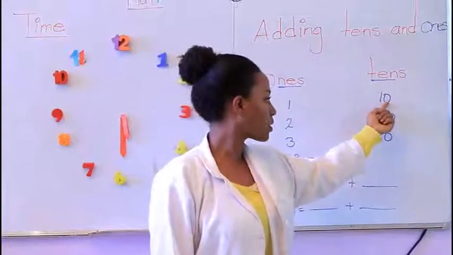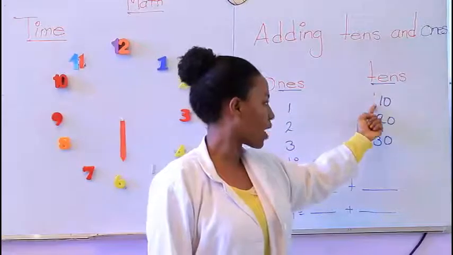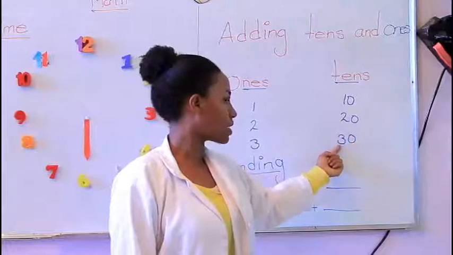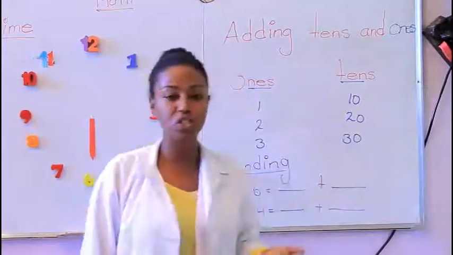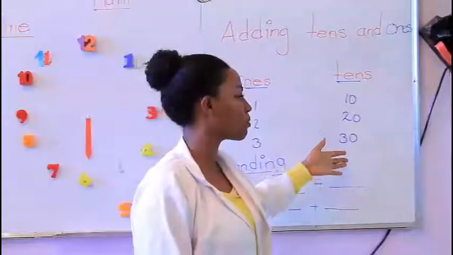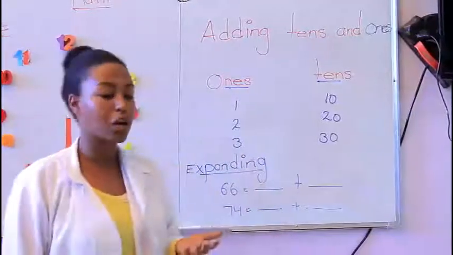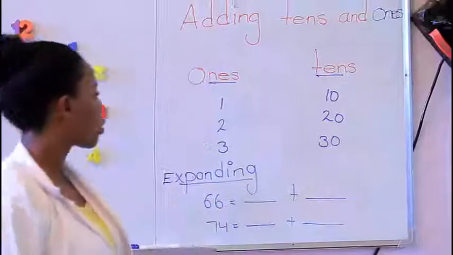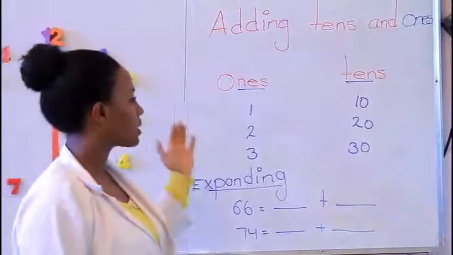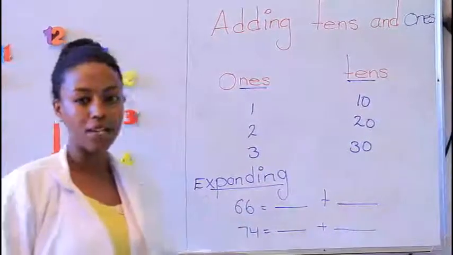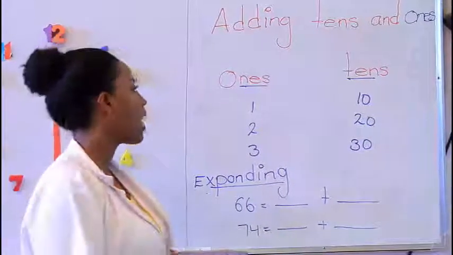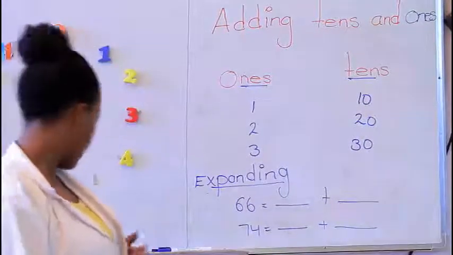Here, tens, ones. Tens place, ones place. So it has two digits, and we call such numbers, or two-digit numbers, the tens numbers. Okay, so how do we add the tens with ones numbers, and how do we expand them? How can we expand them? I will show you that now.